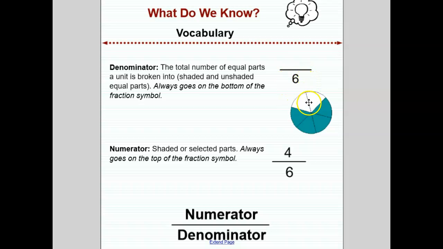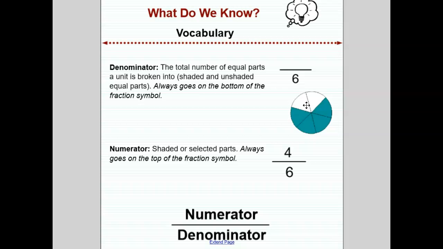The denominator for this fraction is 6 because the unit is broken into 6 equal parts. Remember, I considered and counted the shaded and unshaded equal parts. We know that the numerator is different. The numerator is only the shaded or selected parts.